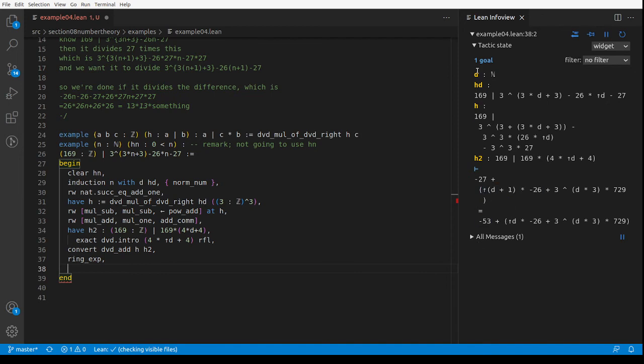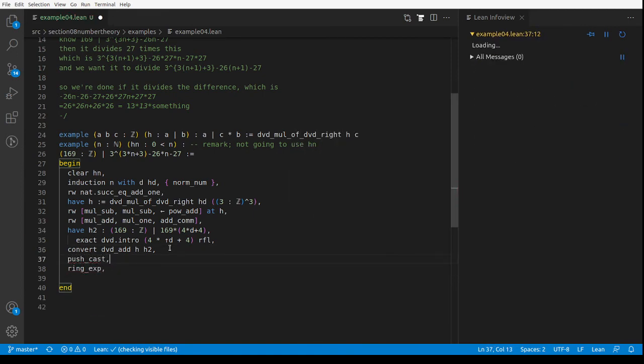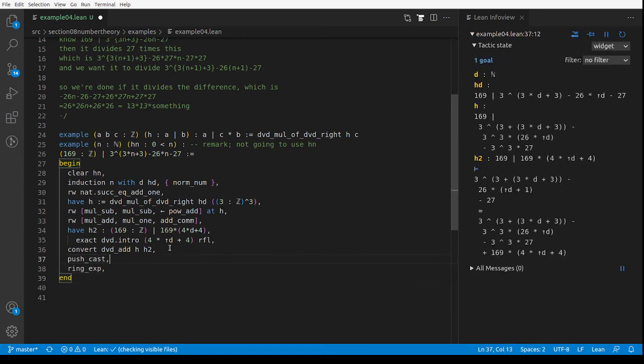Okay, I think what's happening is that d is a natural, and d plus 1 is taking place in the naturals, and then we're coercing that to the integers. And what we need to be doing is we need to make that say up arrow d plus 1. And the way to do that is push_cast, right? Yeah, there we go, I've done it. Okay, problem solved.